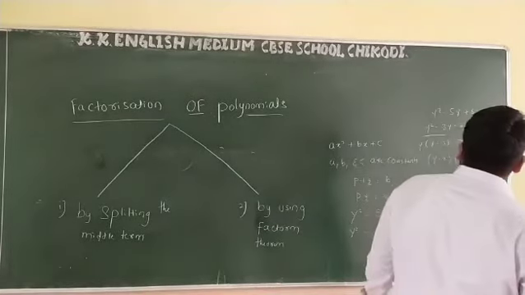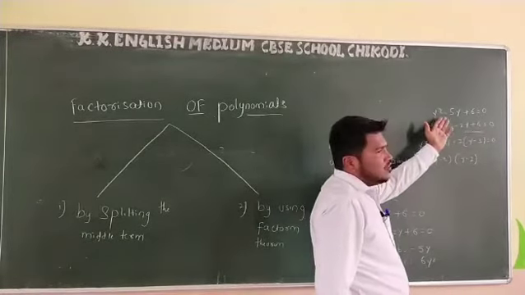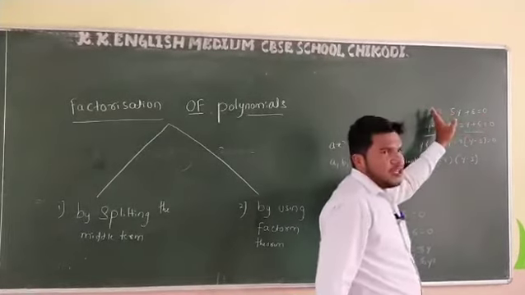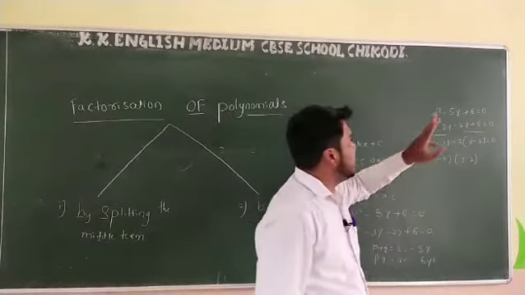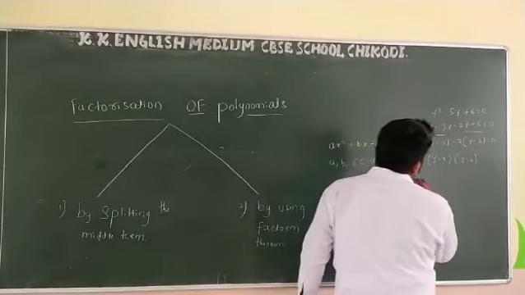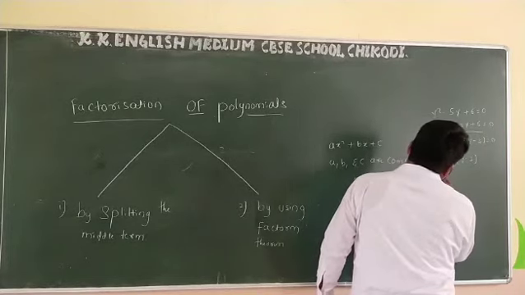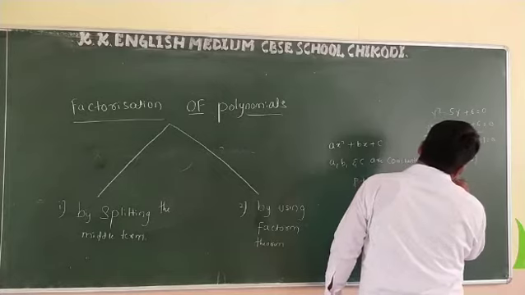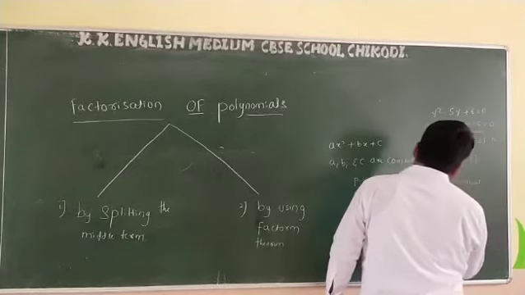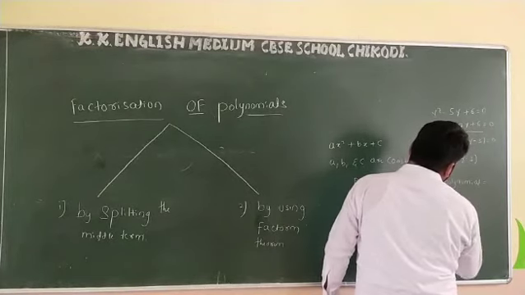See what we can observe from here. If the degree of the polynomial is 2, then the number of factors is also 2. If the degree of the polynomial is 3, then the number of factors is also 3. If the degree of the polynomial is 4, then the number of factors is also 4. That is, the degree of the polynomial equals the number of factors.